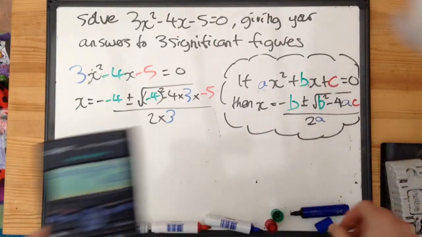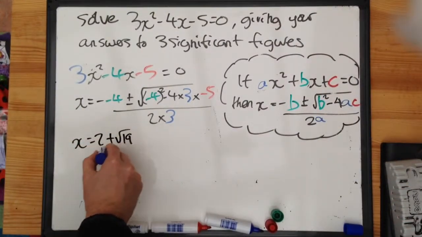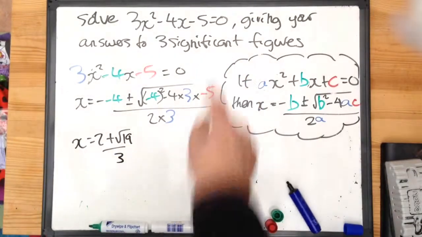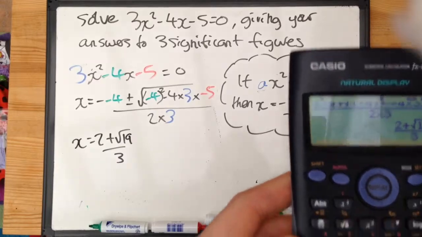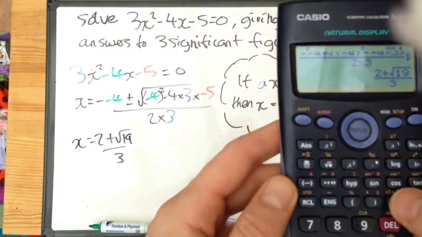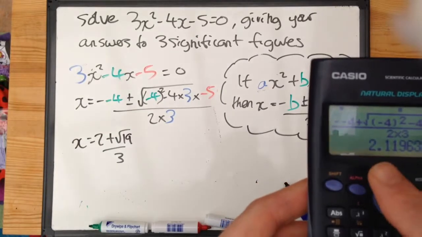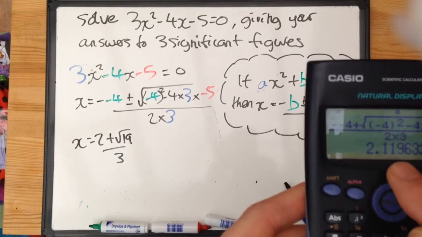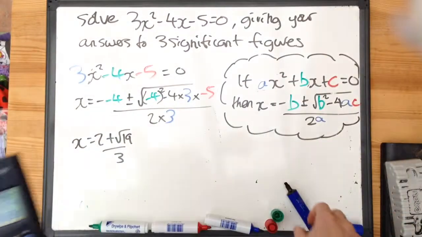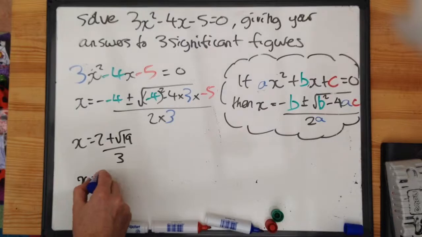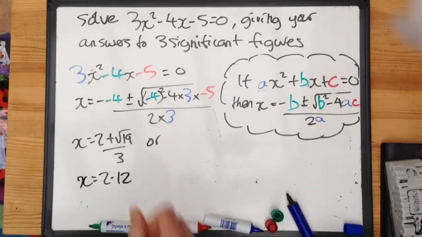That's not a problem. I'm going to put that down. So we've got x is equal to 2 plus root 19 divided by 3. If I want 3 significant figures, I'm going to need to find out what that is as a decimal. So press the SD button, which is that one down there, and it changes it into this long decimal here. I want 3 significant figures. So my third significant figure is the second one. The 9 after it means it rounds up to 2.12. So that's my first solution. x is 2.12.